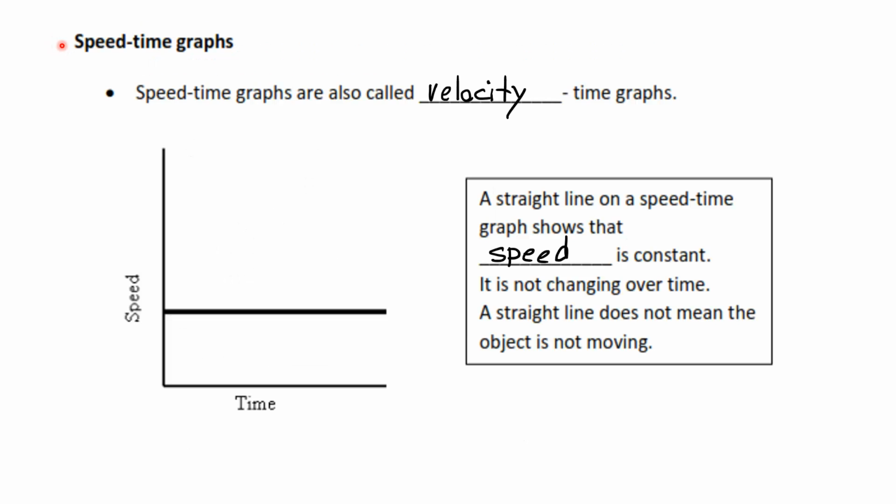Next, we'll have a look at speed-time graphs. Speed-time graphs are also called velocity-time graphs. Here on the y-axis, we have speed or velocity, and on the x-axis, we have time. A straight horizontal line, like we see here, on a speed-time graph shows that speed is constant. It is not changing over time. Now this is different to a distance-time graph, because a horizontal line here does not mean the object is not moving. It means that the speed is constant.